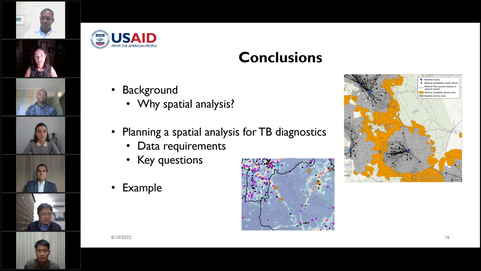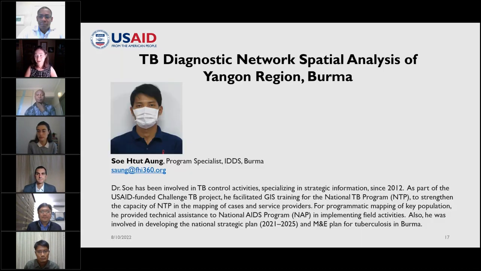Okay. So I hope that this has covered some of the issues about why we would do spatial analysis for this diagnostic network analysis, and the data requirements that are needed. We need things like testing data for historical values, GeneXpert module location and supply, and some information regarding road networks and accessibility for the existing specimen referral network. Now I'm going to turn it over to Mo again, and then to our country teams.